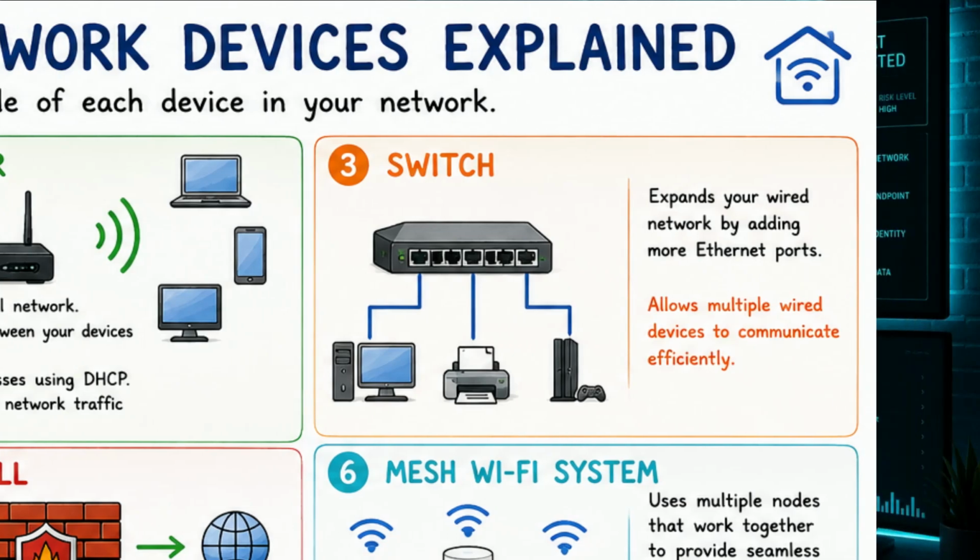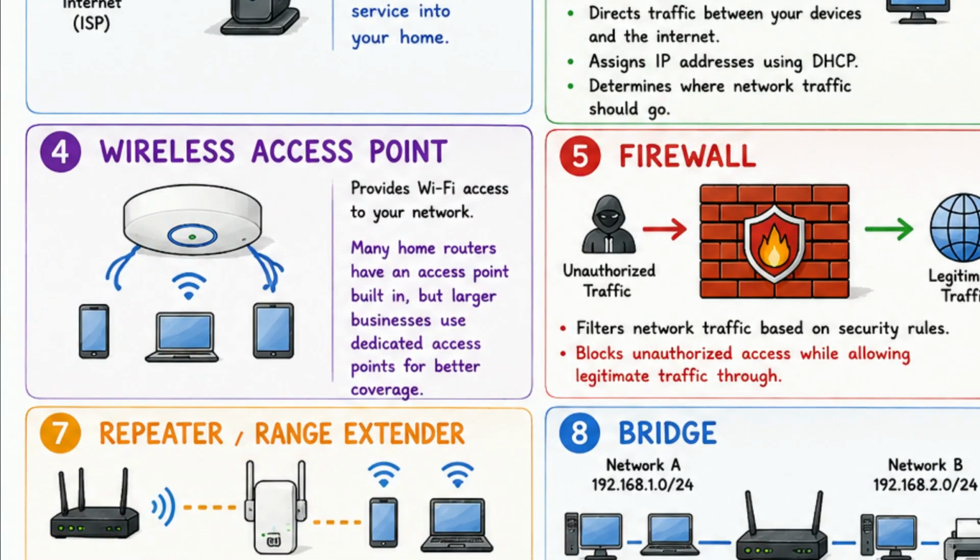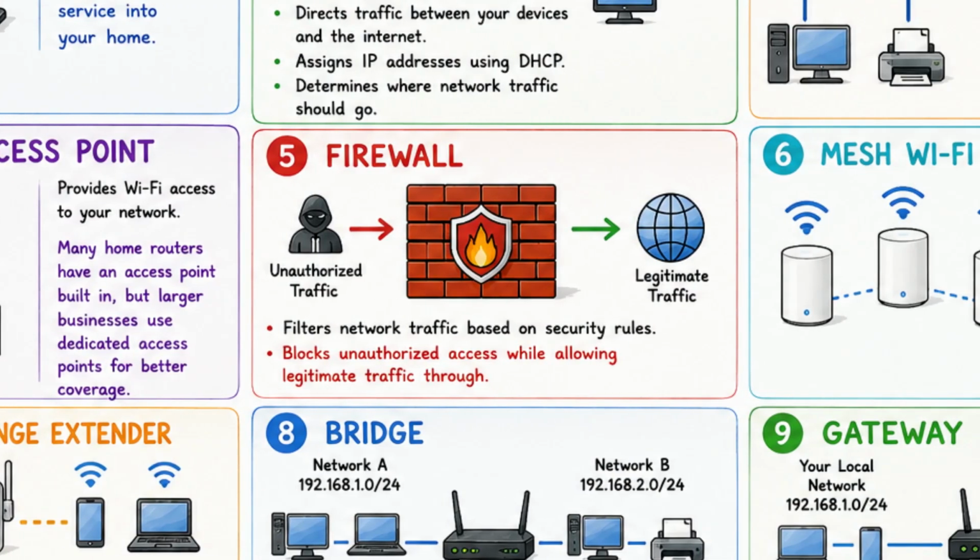A switch expands your wired network by adding more Ethernet ports, allowing multiple wired devices to communicate efficiently. A wireless access point provides Wi-Fi access to your network. Many home routers have a built-in access point, but in larger businesses, dedicated access points are installed throughout the building for better wireless coverage. A firewall filters network traffic based on security rules, helping to block unauthorized access while allowing legitimate traffic through.